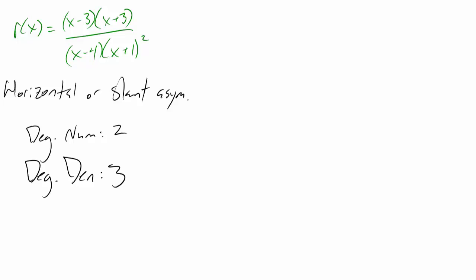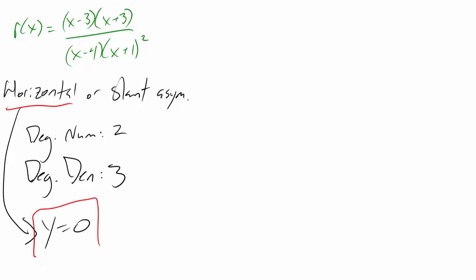Now, since the degree of the numerator is less than the degree of the denominator, that tells us that we've got a horizontal asymptote. And furthermore, it tells us that that horizontal asymptote is going to be at the x-axis, which is the line y equals 0. Just like the vertical asymptote, make sure you have the y equals component in there, because this is describing a line, not just a point, not just a value. So the y and the equals part needs to be there.